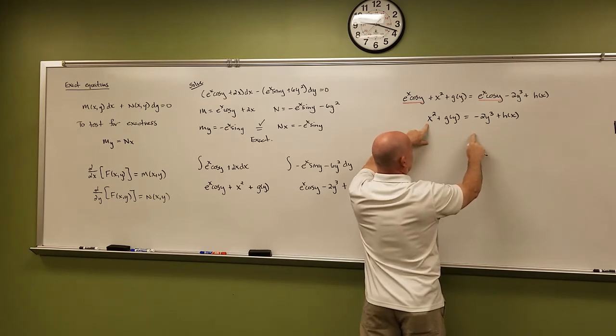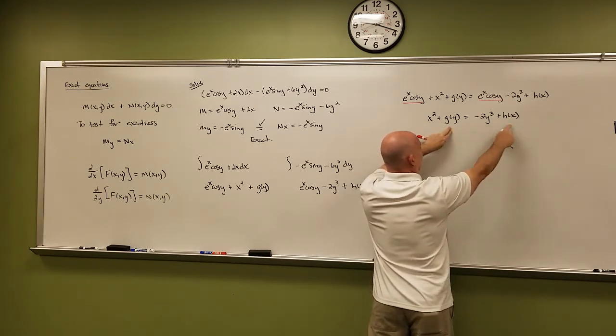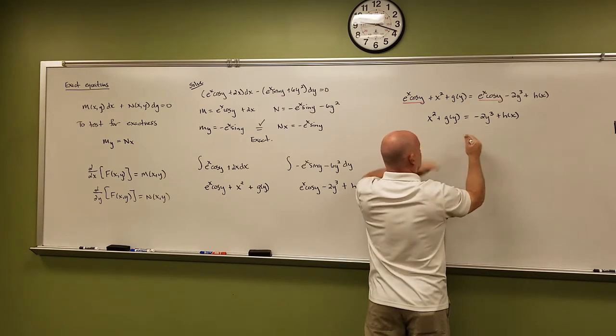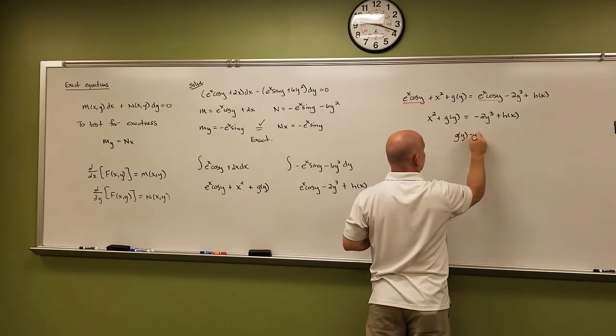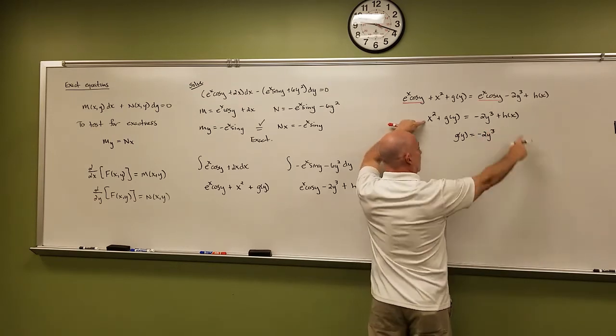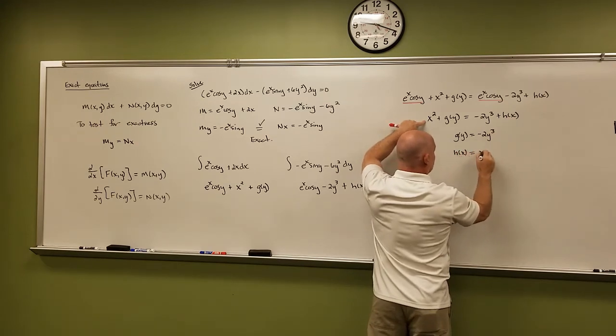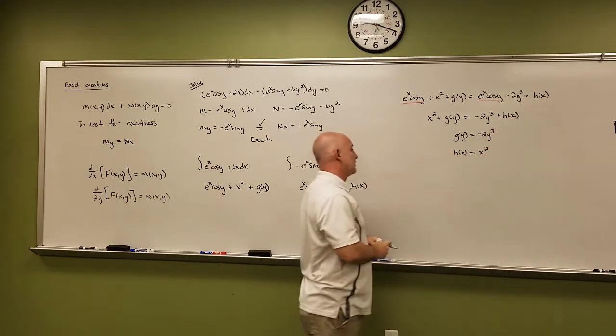So by looking at this, you can see that g of y has to be a function of y on this side. The function of y on that side is this thing. So g of y has to be negative 2y cubed. The function of x on this side has to be equal to the function of x on that side. So h of x is equal to x squared.